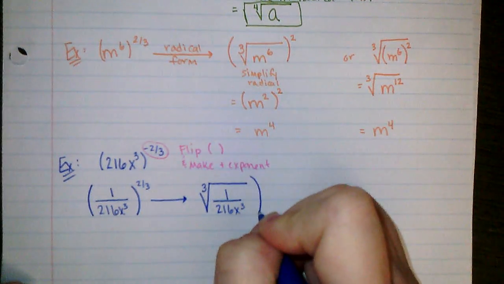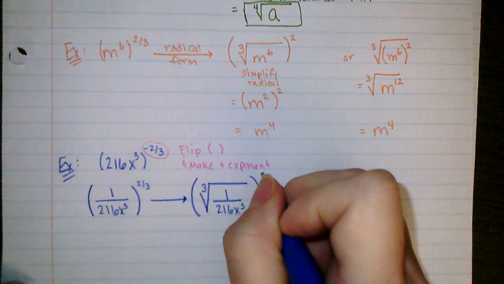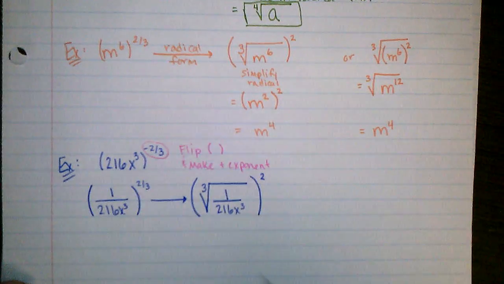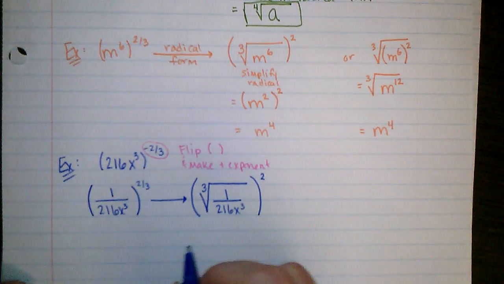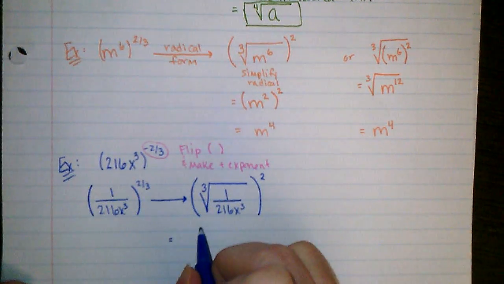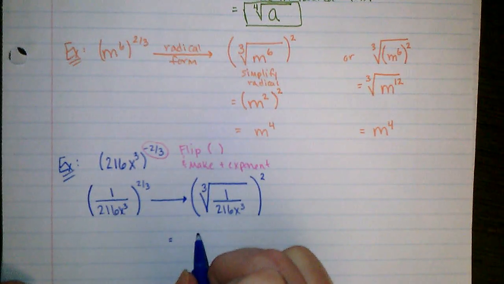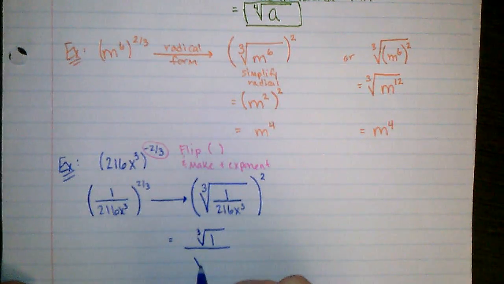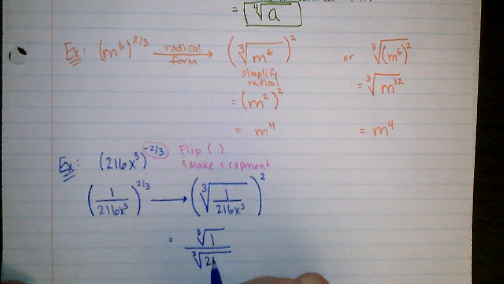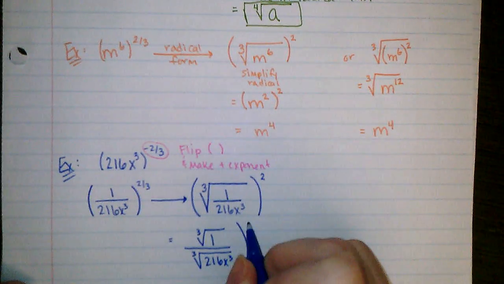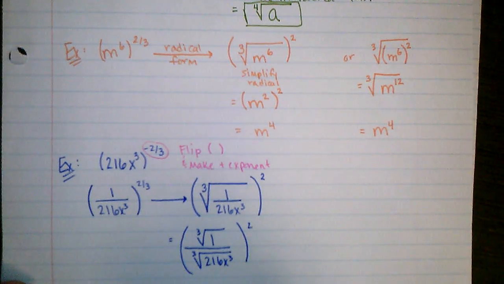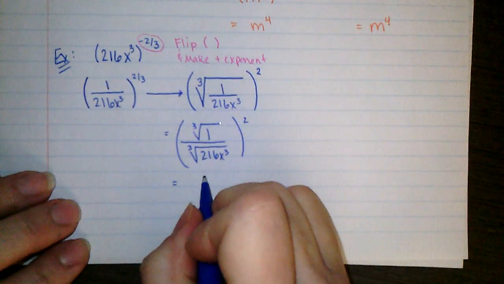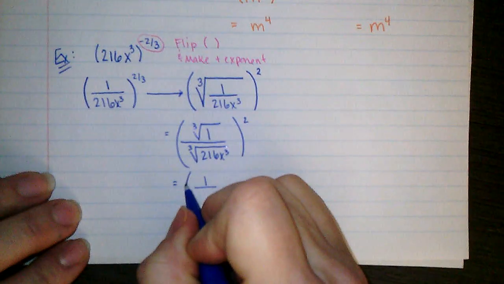And then we've got to deal with this power. Remember, I had told you that I feel like it's easiest to make the power outside the whole problem. So this 2 became outside that whole problem, and then I'm going to work inside the parentheses. When we have a fraction inside a radical, I like to think of it as the cube root of 1 over the cube root of 216x cubed. The cube root of 1 and the square root of 1 have the same answer. They are just 1. So the cube root of 1 becomes a 1.